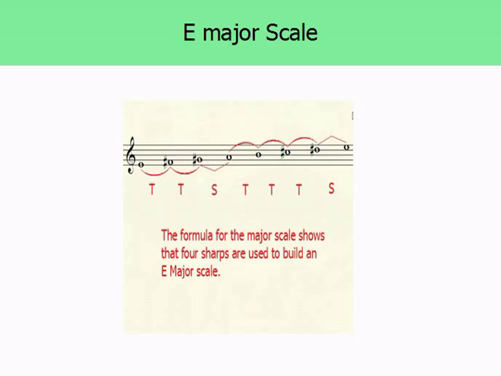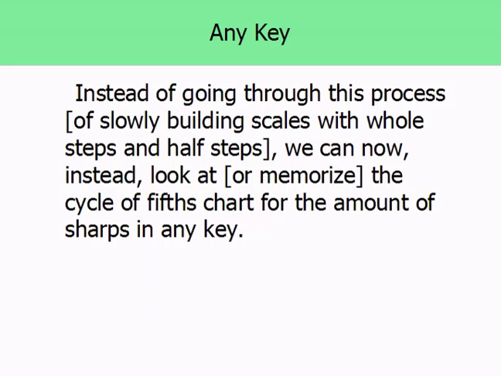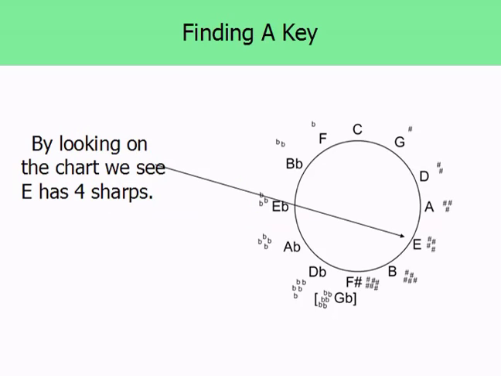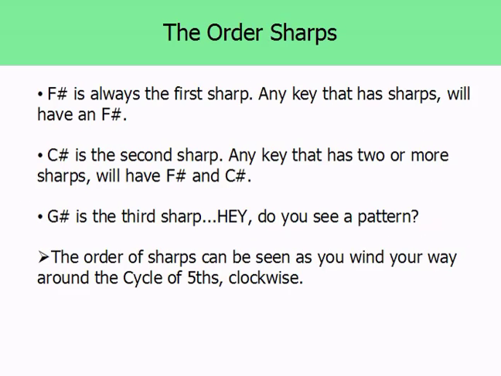Notice how many sharps there are. It has F sharp, G sharp, C sharp, and D sharp. But that's not how we lay out the sharps in the key signature. There will be 4 of them, but not in that order. So instead of going through this process of slowly building scales with whole steps and half steps, we can now instead look at or memorize the cycle of fifths chart for the amount of sharps in any key. Look at the sharps in the key of E. There it is, 4 sharps.